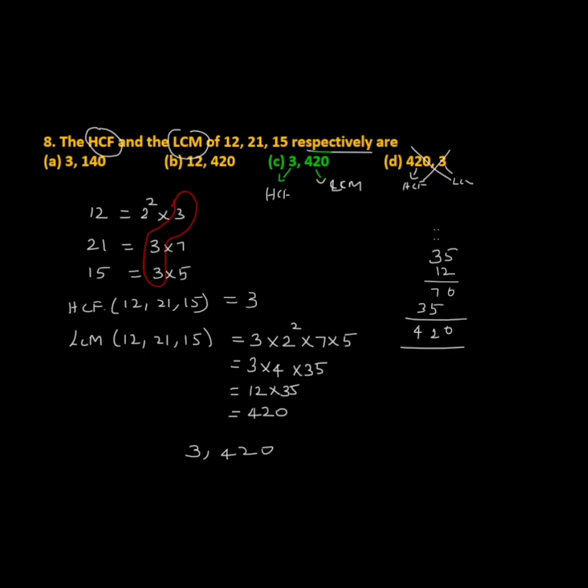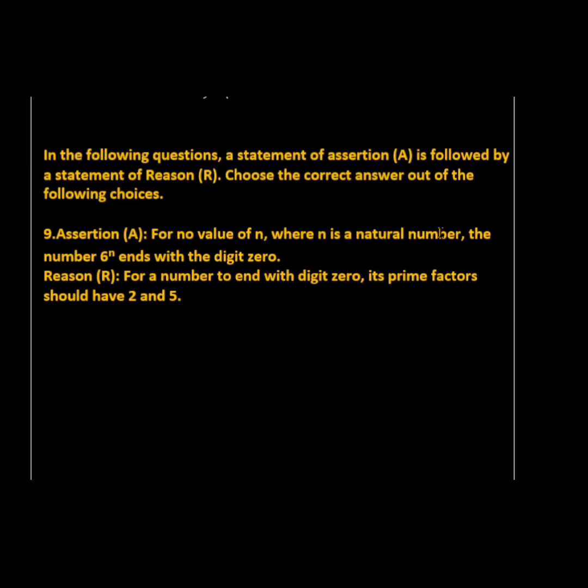Respectively is given. So in the correct order, we need to choose the answer. Next, assertion and reason. You know very well, assertion and reason will have 4 options. Option A, assertion is correct, reason also correct, and reason is the correct explanation of the assertion. Option B, assertion is correct and reason also correct, but reason is not the correct explanation of assertion. Option C, assertion is right and reason is wrong. Option D, assertion is wrong, reason is correct. So these are the 4 options.